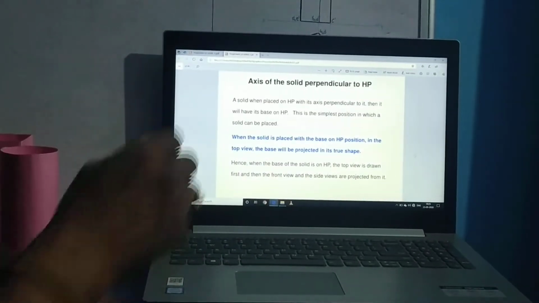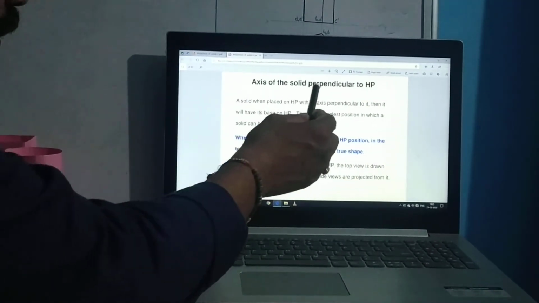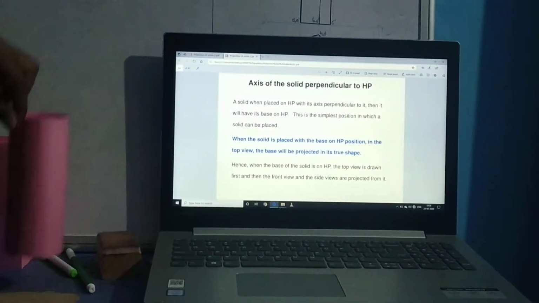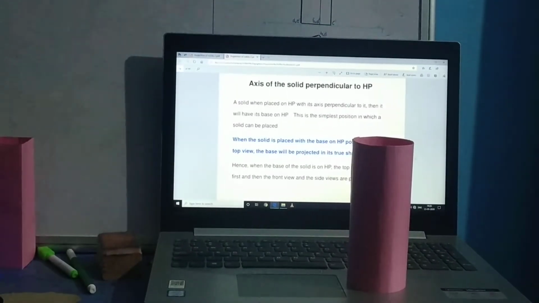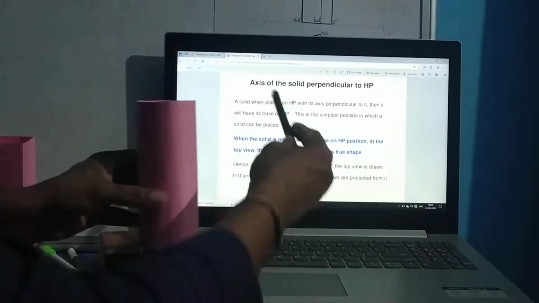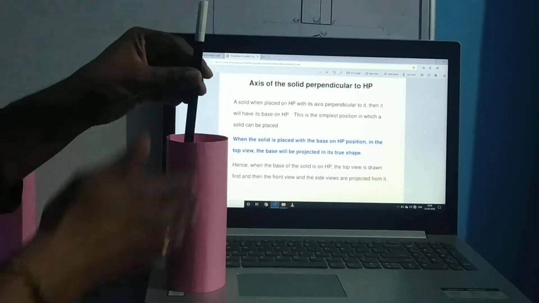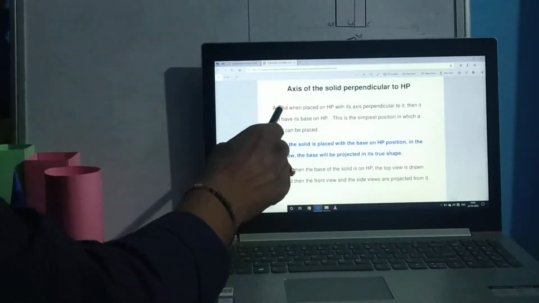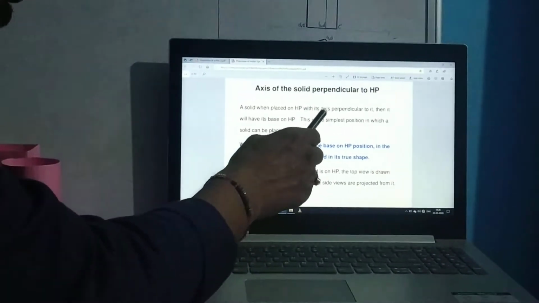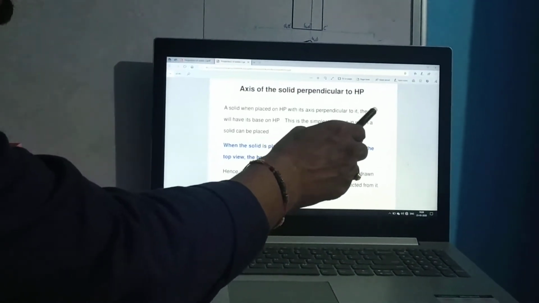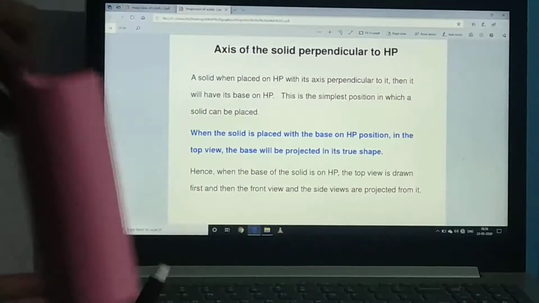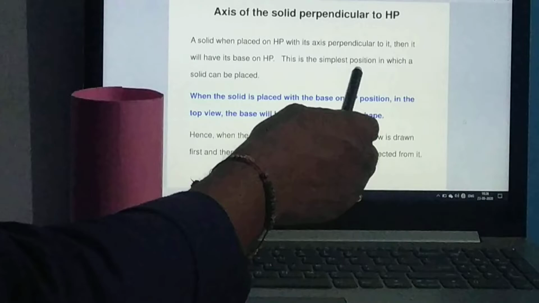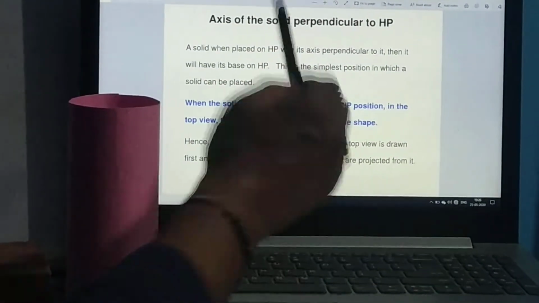That is what is mentioned here also. When the axis of the solid is perpendicular to HP, it means I am talking about this type of situation. When the axis of the solid is perpendicular to HP and parallel to VP, the solid is placed on HP with its axis perpendicular to it, so it will have its base on HP. This is the simplest position in which a solid can be placed.